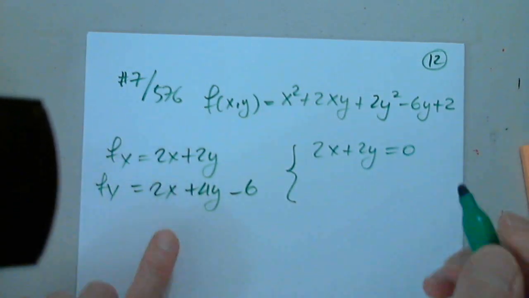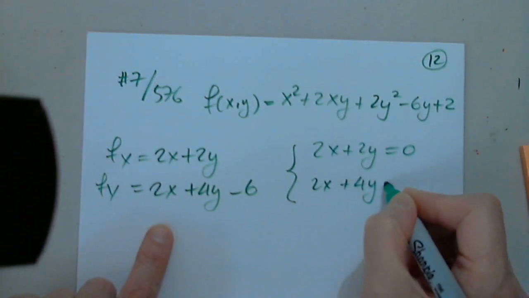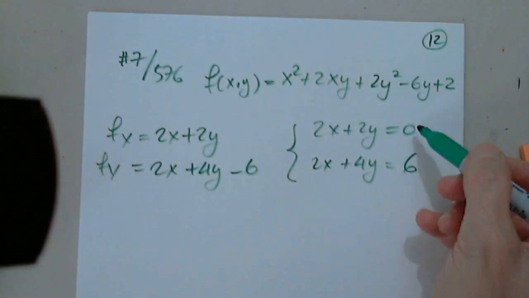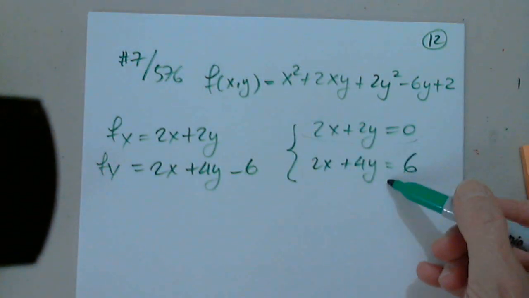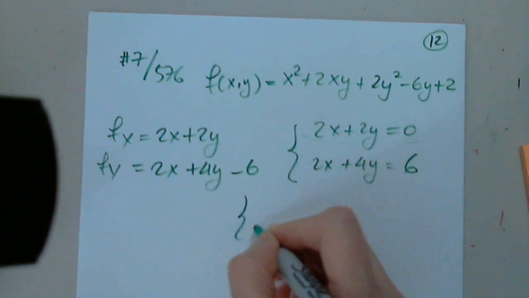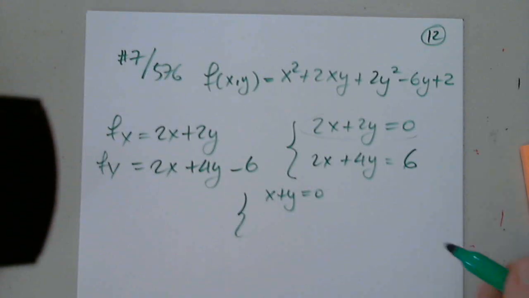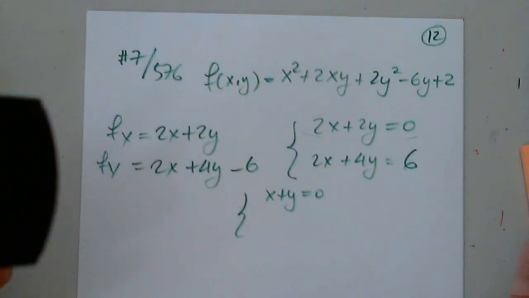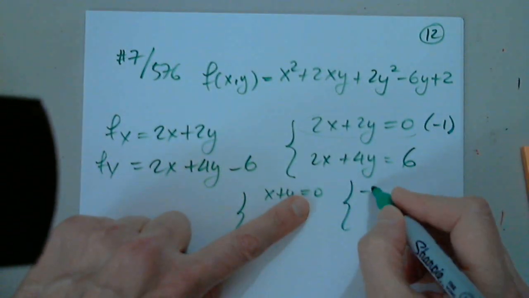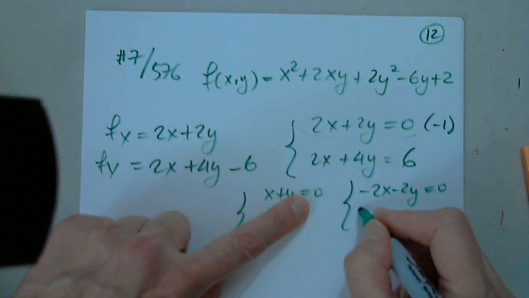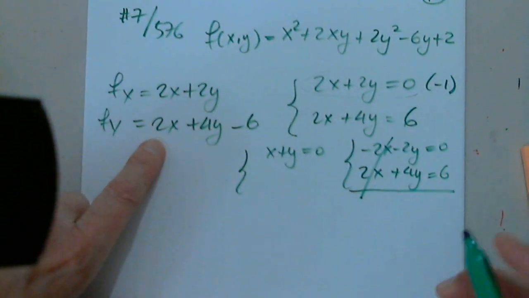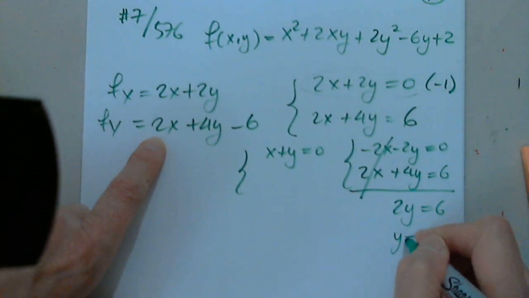This is our system. 2x + 2y = 0 and 2x + 4y = 6, I move 6 to the other side. So we try to simplify this and get an ordered pair. I'd simplify by 2 and get x + y = 0. Or I can simply eliminate one of the variables. So we multiply the first by -1 and get -2x - 2y = 0, and 2x + 4y = 6. x is gone. 2y = 6 means y = 3.